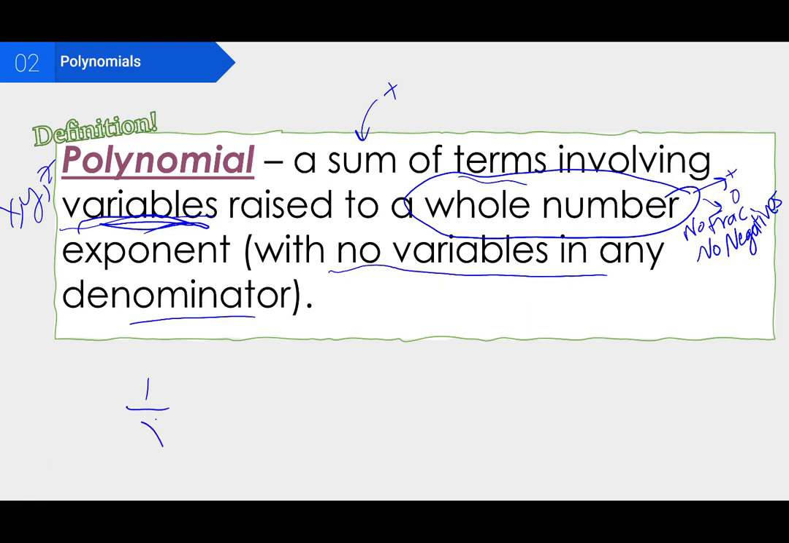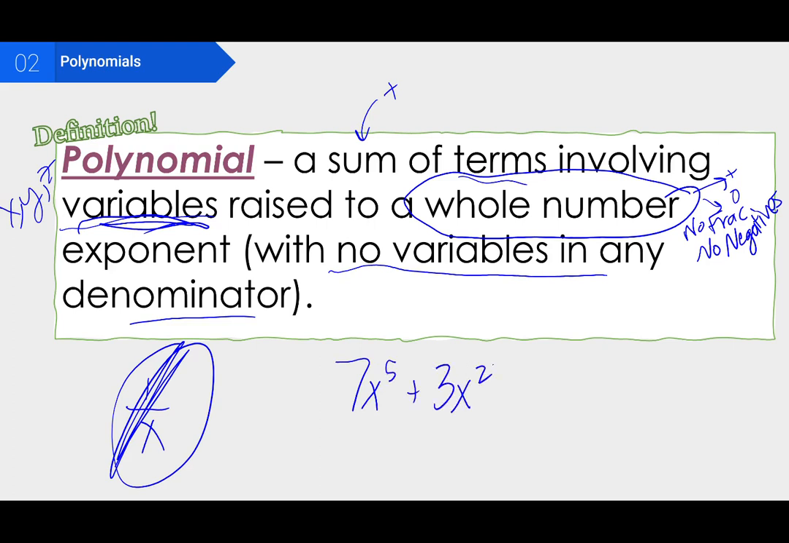So this is not okay. But if we have something like 7x to the 5th plus 3x squared, that is okay. We've got a sum of terms, we have whole number exponents, you can even have a constant at the end. Even just 2x is a polynomial. We don't have to have a sum of terms. You can have one term be a polynomial, a monomial. So that's what a polynomial is.